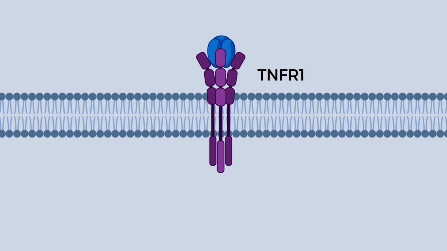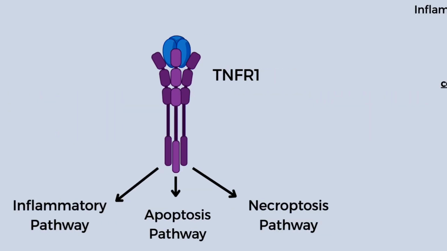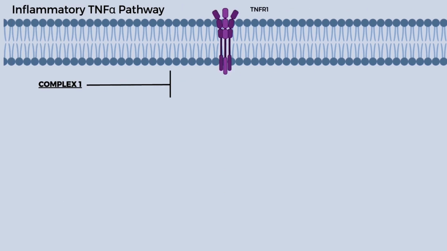TNFR1 activation leads to distinct cellular responses through formation of different signaling complexes. It can lead to either cell survival and inflammation, apoptosis, or necroptosis. For instance, the formation of complex 1 can lead to cell survival and inflammation. Binding of TNF alpha to TNFR1 recruits complex 1 proteins.